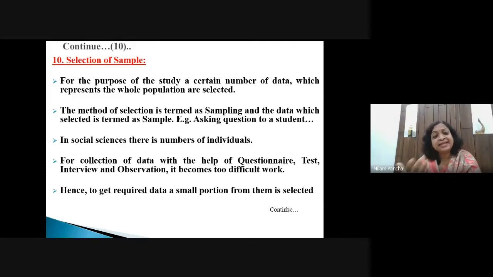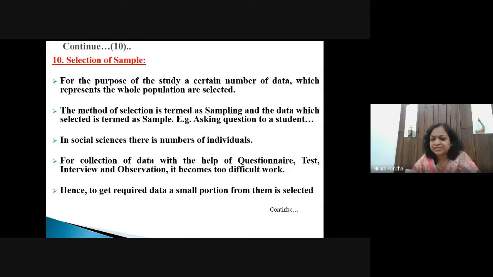Then you have the selection of the sample. So for the purpose of the study, a certain number of data which represents the whole population are selected. So the method of selection is termed sampling, and the data which is selected is termed a sample. For example, asking questions to a student. In social sciences, there are a number of individuals.